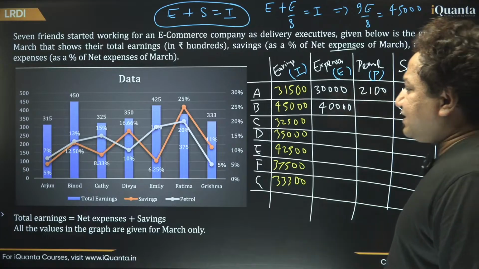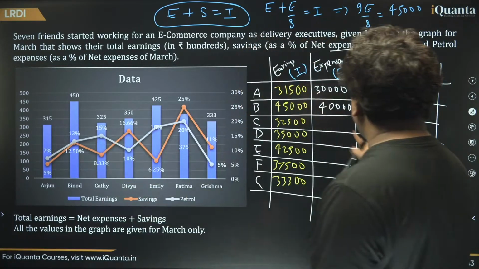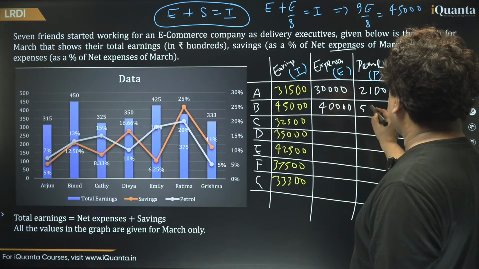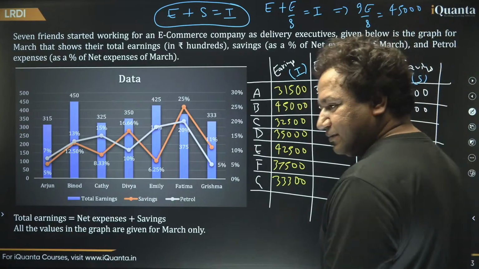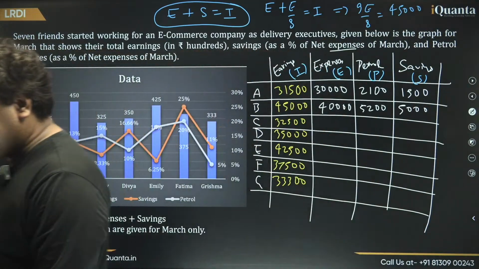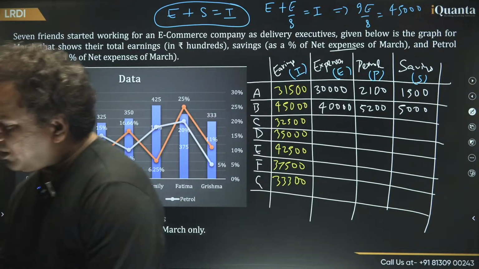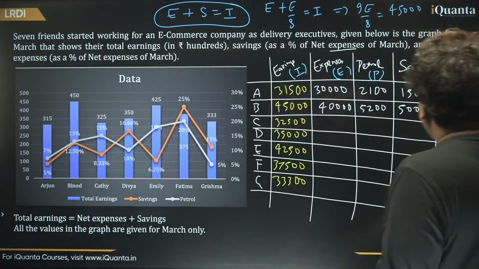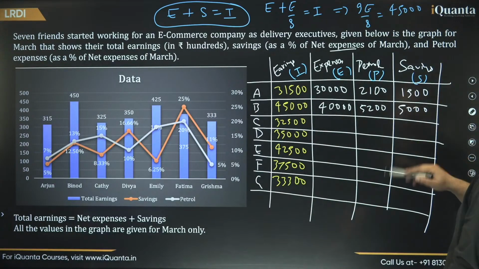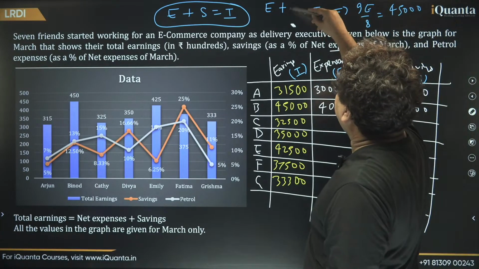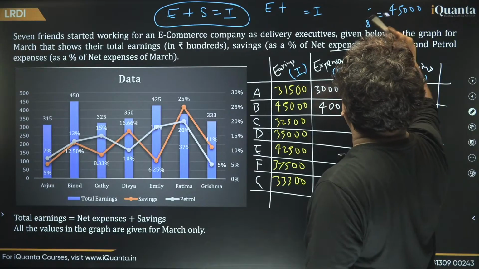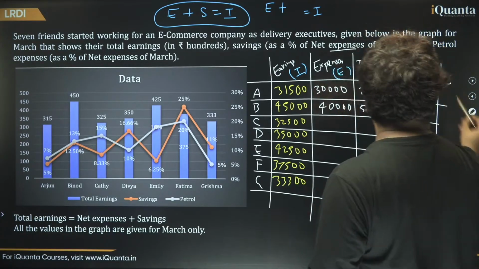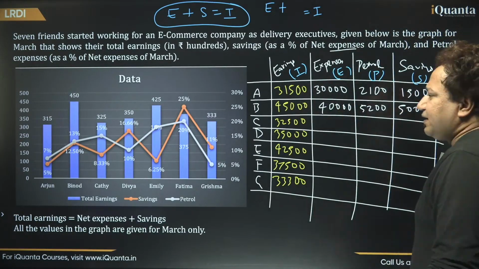And petrol expenditure is 13%. 13% of 4, that is 5,200. Got it, everyone? Let's calculate for all the people. And you know what? If you are comfortable with the percentage and fractional equivalents, your life will be really easy. In fact, you can do it orally also. Okay, but I'm just trying to show you over here how the calculations are done.